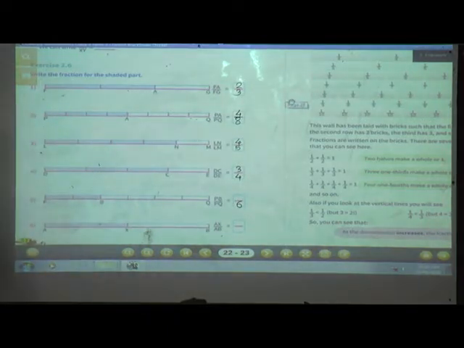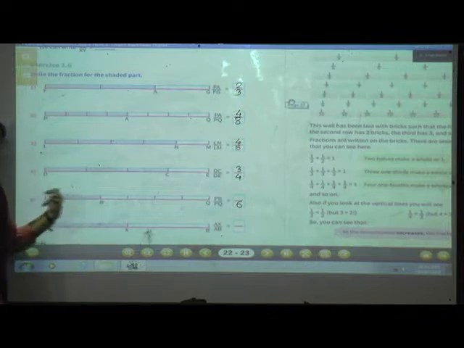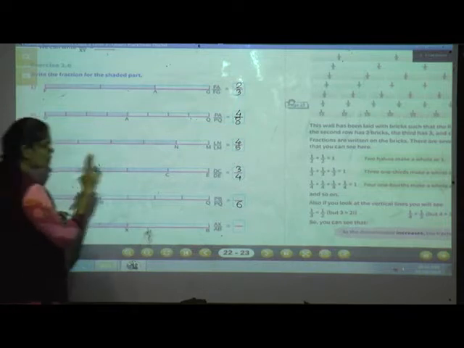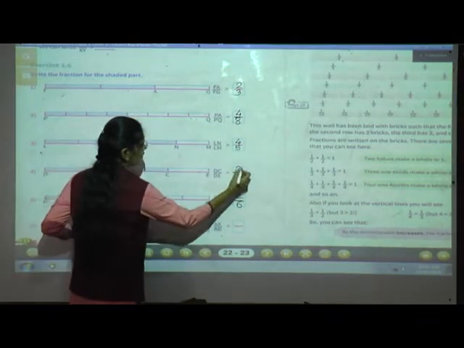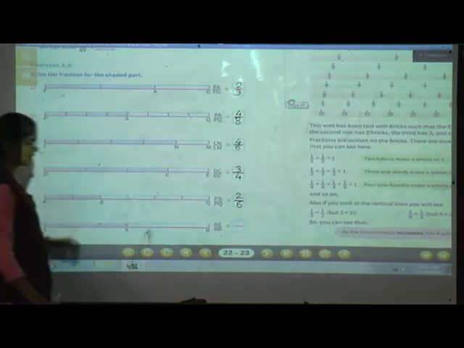Now out of that 6 parts, 2 parts are shaded. This is the shaded part. So PB is equal to what? 2. So the fraction is 2 by 6. Okay, fraction is 2 by 6.